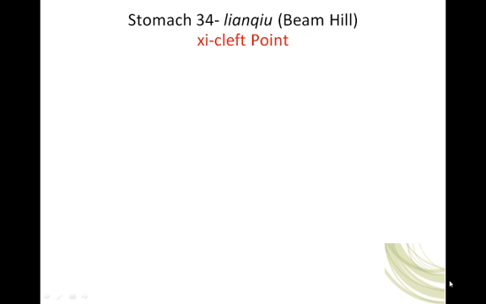Stomach 34. Liangqiu, beam hill. This is our qi cleft point, right? A reservoir of qi and blood, used in cases of excess conditions causing pain generally. A good way to course. Remember we talked about the points on the leg of the stomach channel, the leg yang ming, being good points to move and course the qi and blood in the channel, right? So this is a point on yang ming, which is replete, full of qi and blood. That is a storehouse of qi and blood.